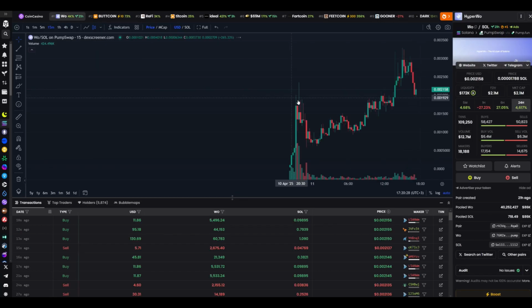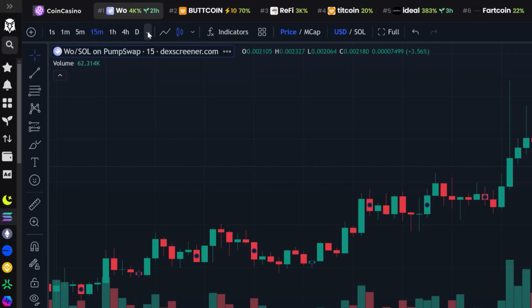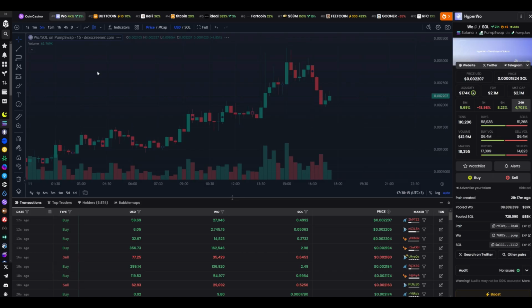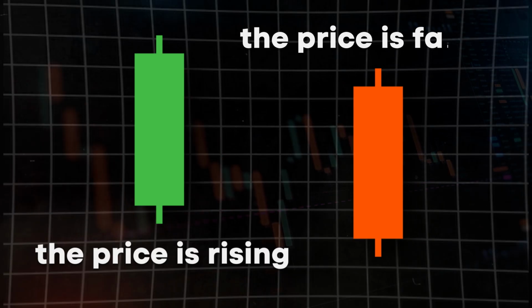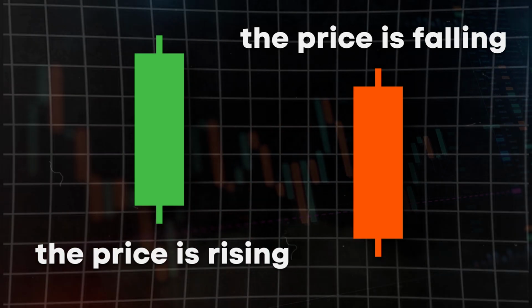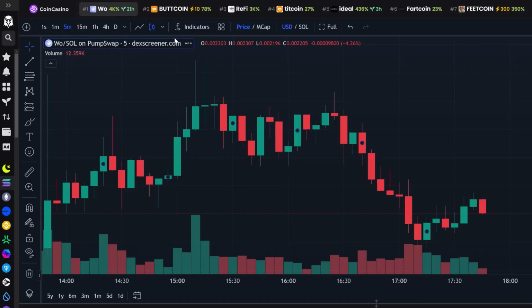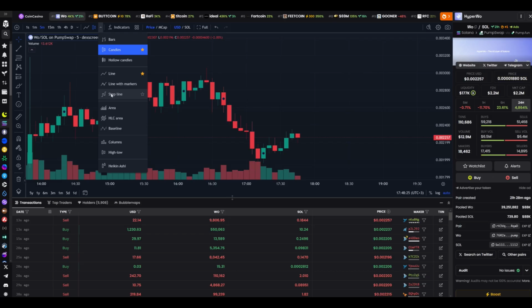On the left, you'll see a large chart. This is the heart of the token, displaying its current state. Above the chart are the time frame buttons: 1 second, 1 minute, 5 minutes, 15 minutes, and 1 hour. I choose 5 minutes. It's easier to track the changes this way. On the chart, you'll see candlesticks. Green means the price is rising, and red means it's falling. Each candlestick represents 5 minutes of the token's life. Next to the time frame, you can select the type of chart: line, candlestick, or area. I prefer candlesticks.